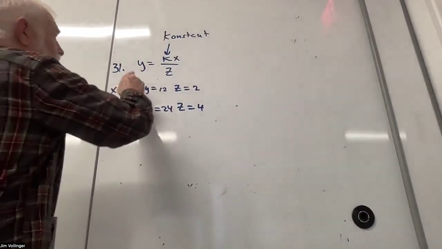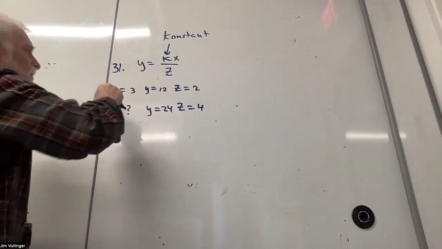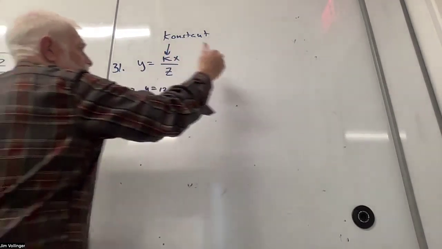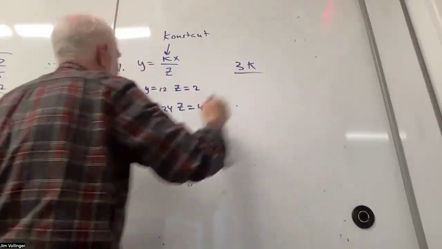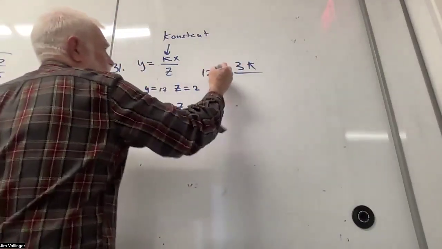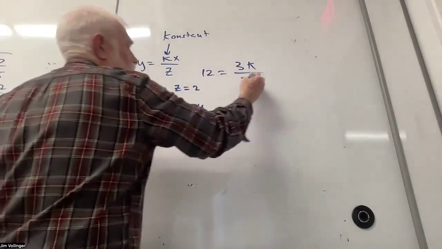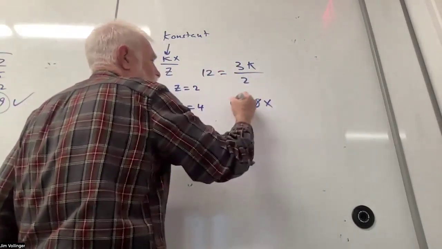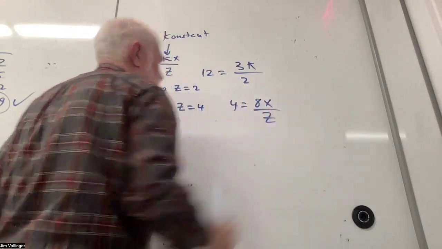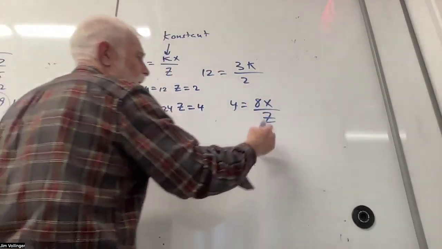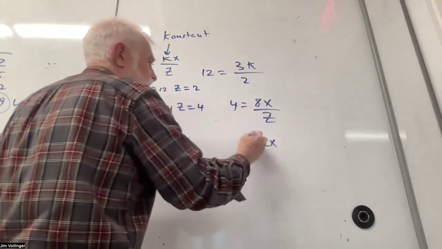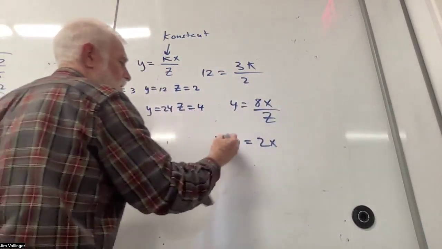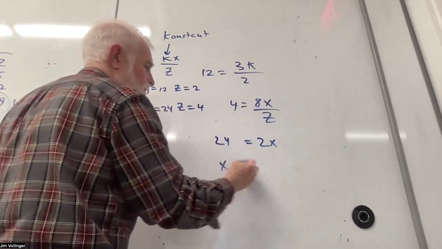All right, so I'm going to replace all these variables with the numbers I've been given. So x is 3, so that gives me 3k. y is 12, that's on this side. And z is 2. All right, so 24 divided by 3, we now know k is 8. So y varies in this fashion. I can now replace z with 4. So 4 goes into 8, that's 2x, and 2x equals 24. I now know my x is 12.